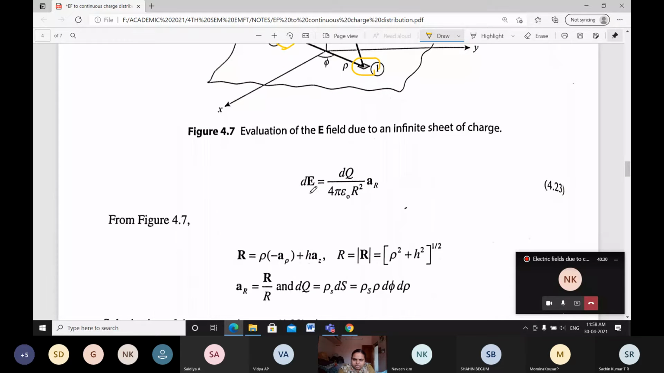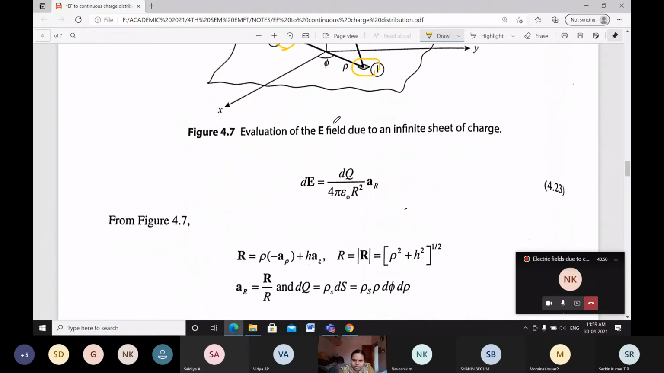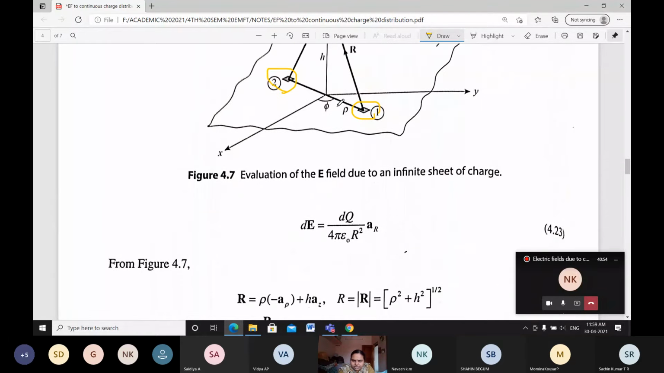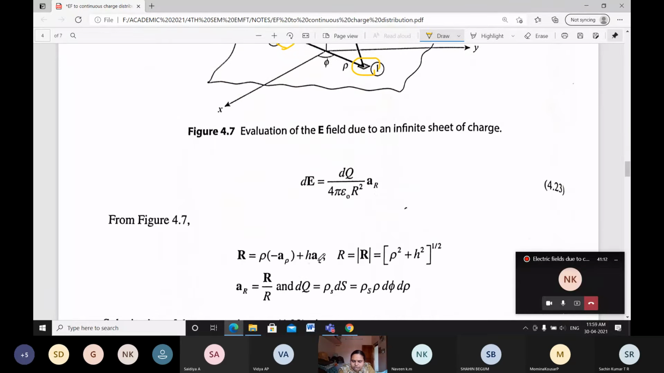Then dE is equal to dQ divided by 4 pi epsilon naught r square into aR. Based on this figure, our R is taken from element 1. Observe here, for element 1, it is from the element to the point P. Therefore, R is here the radius rho into minus a rho, in the opposite direction, and for that reason plus h in this direction, h into az.